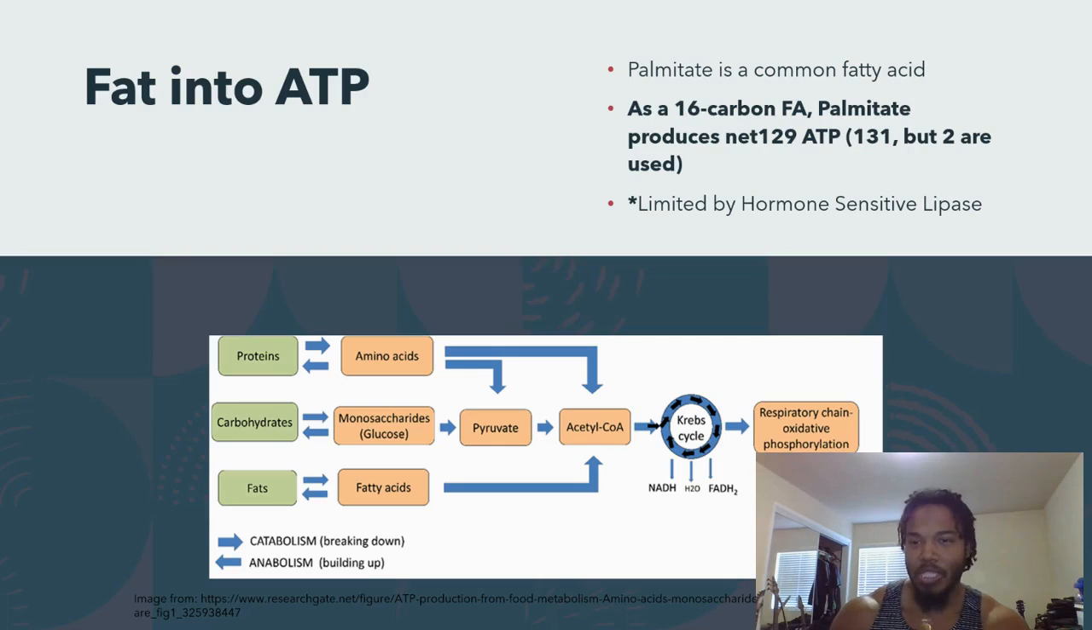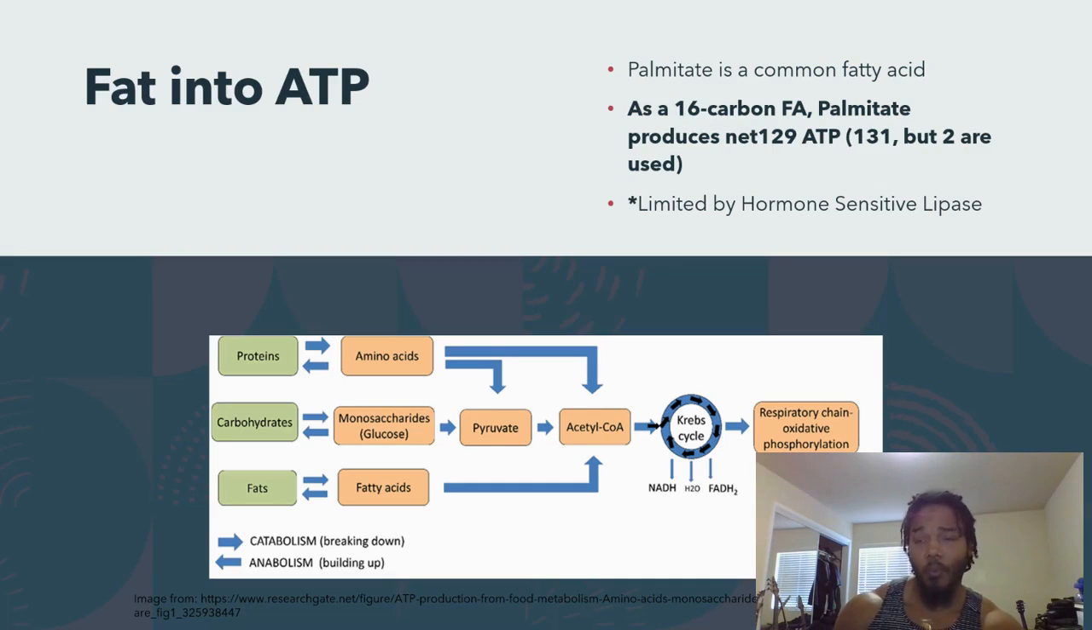From a 16 carbon chain of palmitate, a total of 129 ATP is produced net. 2 ATP are used up during the process, so you're left with 129 ATP. This is vastly superior in terms of raw ATP output than carbohydrates.